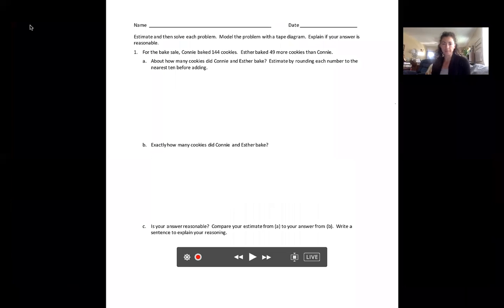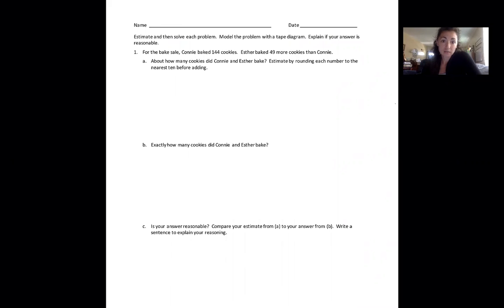And here we go. Okay. I think I got this. All right, we're gonna estimate, then solve each problem, model the problem with a tape diagram, and explain if the answer is reasonable. For number 1, I'll do part A, B, and C, so you guys can continue number 2 the same way, and number 3 as well.